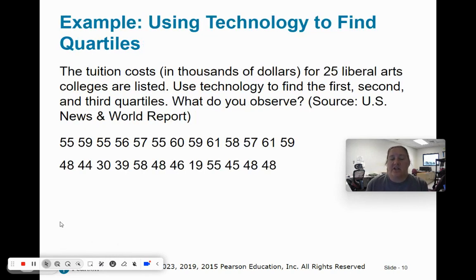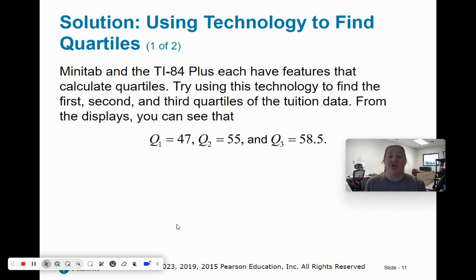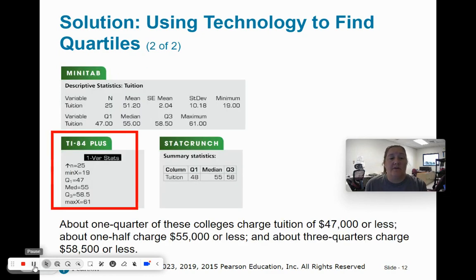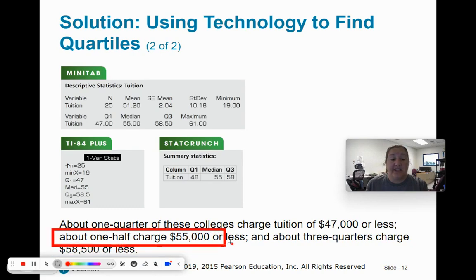So let's go to tuition costs. Let's use technology to do this. You have to hit your stat button, then edit your first list and put in your data entries. You have to make sure that you have all 25. Then you hit stat, go over to calculate, and do 1-Var Stats. You're going to find that Q1, Q2, and Q3 turn out to be the following numbers, by scrolling down and identifying, starting with the minimum to the maximum, what the quartiles break down into. To make sense of it, we could say about 1/2 of these colleges charge $55,000 or less.